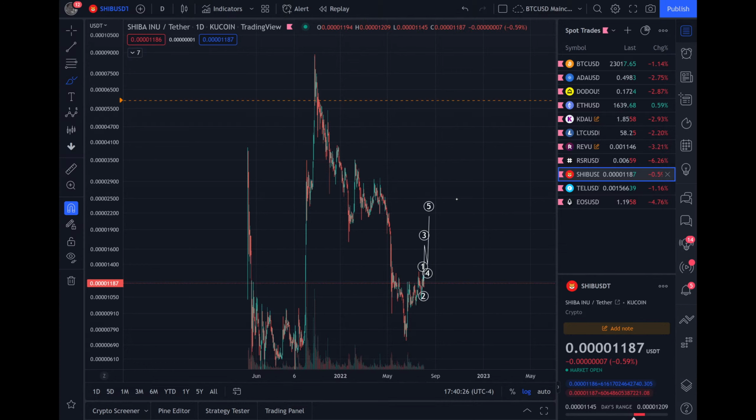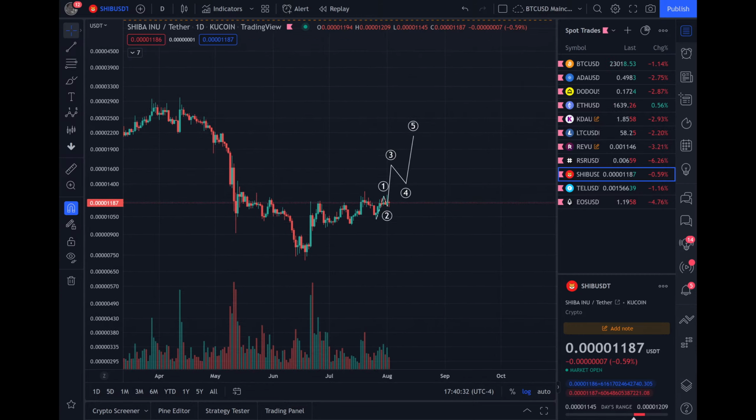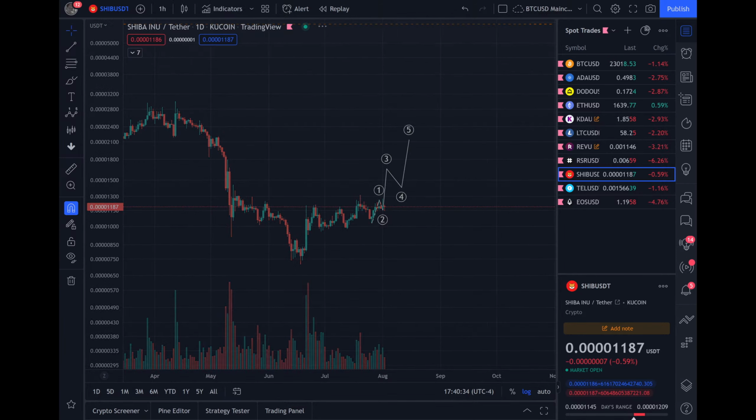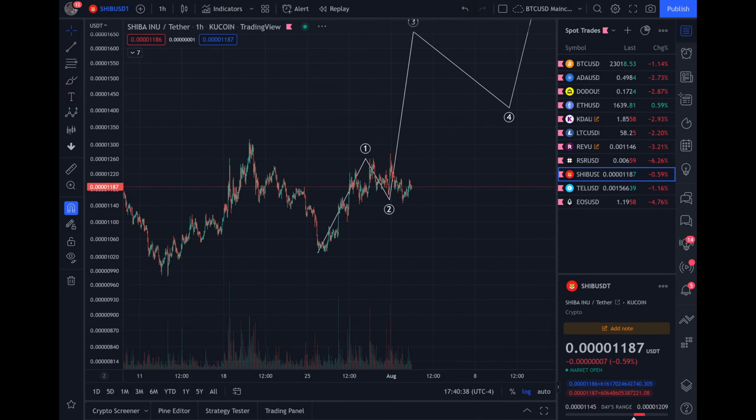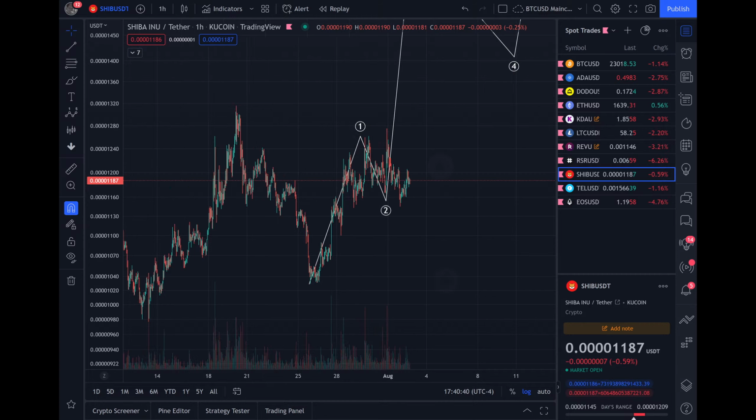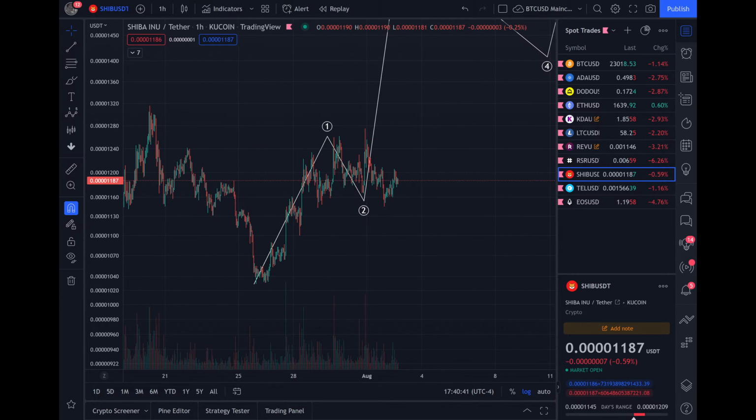SHIB. I'm going to go back down on the hourly time frame. So SHIB is one of those that I think is still stuck in its wave 2 correction. It never started its wave 3, right? So I'd say SHIB went something like this.